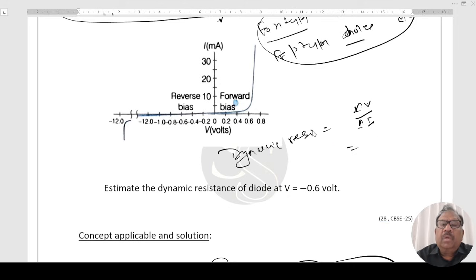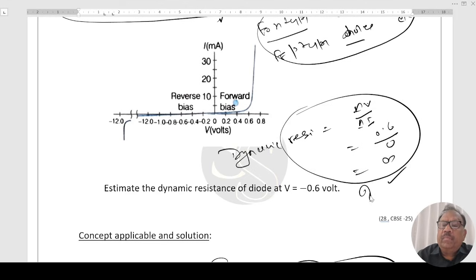At V equal to 0.6, correspondingly I is 0, so delta V divided by 0 is infinity. Dynamic resistance is infinite. Dynamic resistance at V equal to minus 0.6 is infinite. That is the answer, right? Next question.